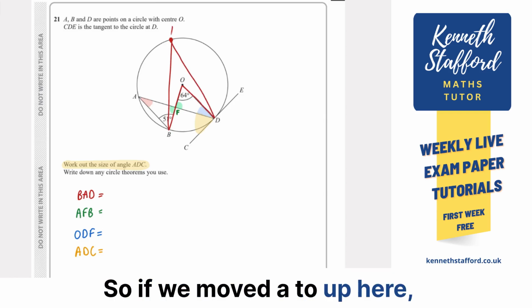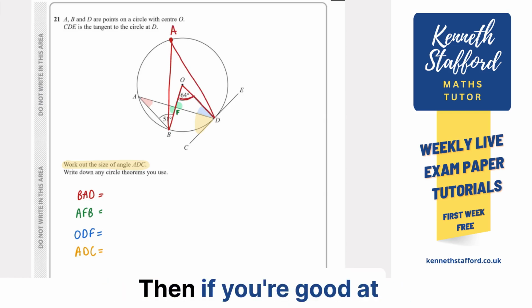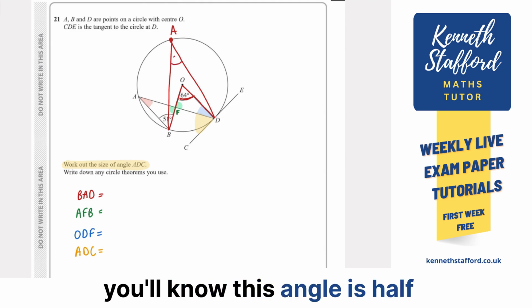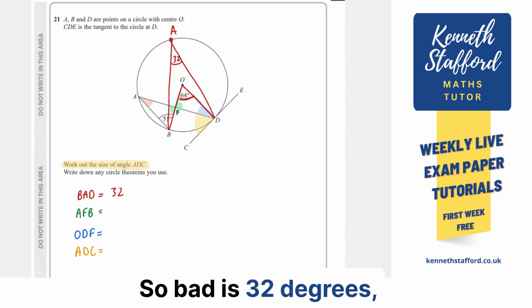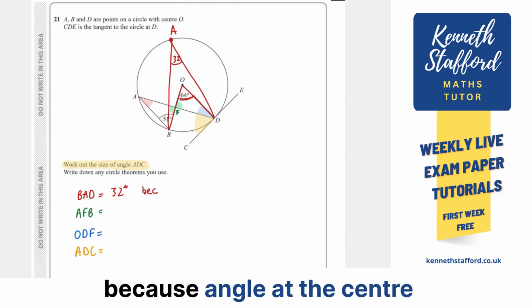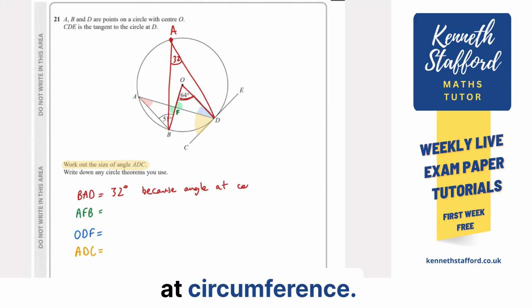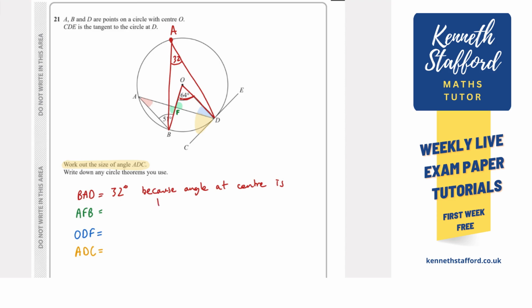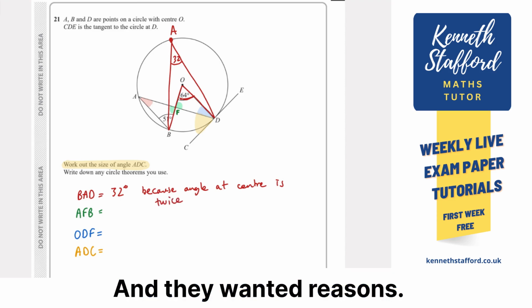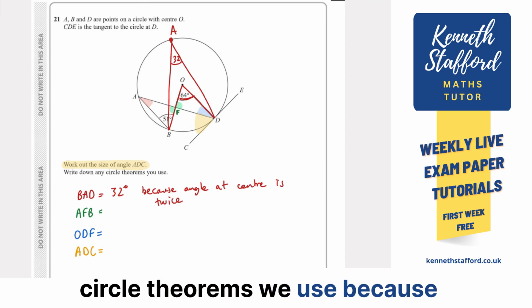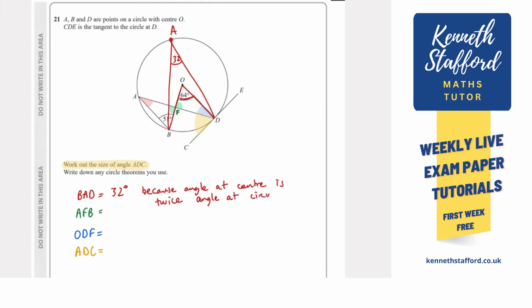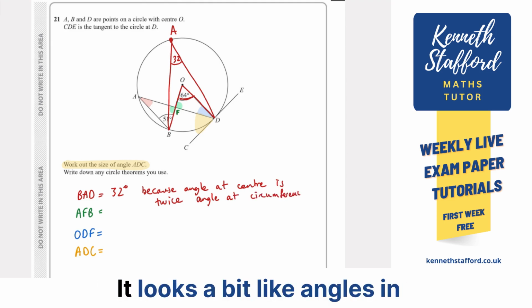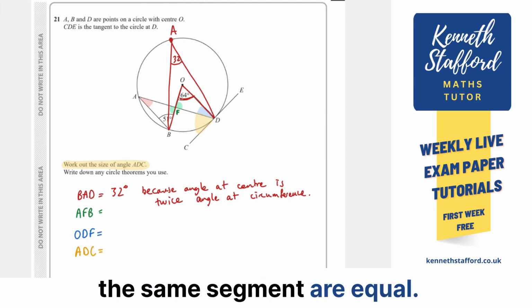So if we moved A to up here, if you're good at circle theorems, you'll know this angle is half of the angle at the center. So BAD is 32 degrees because angle at the center is twice the angle at circumference. And they wanted reasons. So we've got to write down any circle theorems we use, because angle at the center is twice angle at circumference. Kind of hard to spot that one. It looks a bit like angles in the same segment are equal.